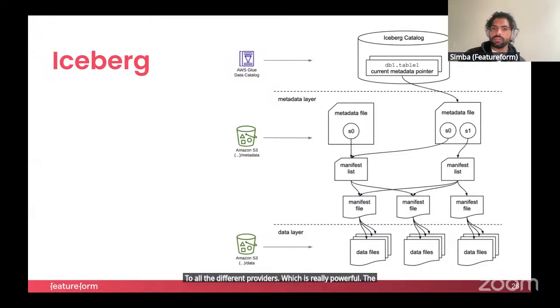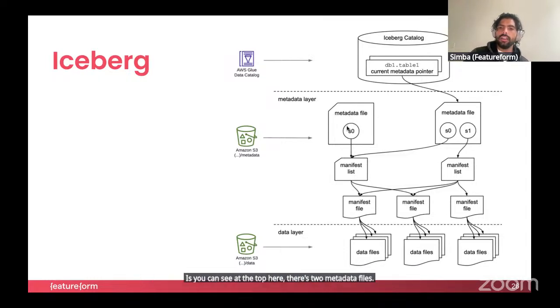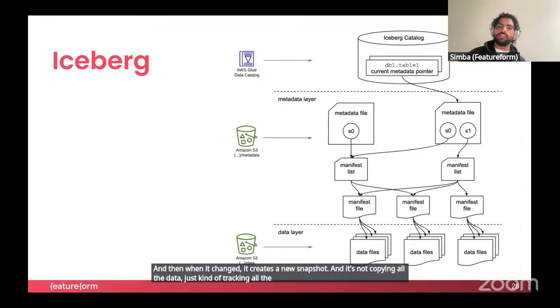The other thing it gives us, which is also very powerful, is you can see at the top here, there's two metadata files. Metadata file 1 has S0, one manifest list. Metadata file 2 has S0, S1. Every time a table changes in Iceberg or Delta, rather than building the whole table all over again, it builds a delta. It puts that delta into a manifest list, and then it appends that manifest list to the metadata file. So the metadata file is actually a snapshot of what the table looked like at this time. And when it changed, it creates a new snapshot. And it's not copying all the data, it's just tracking all the deltas to apply to get to that point.